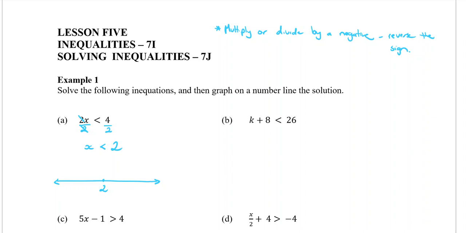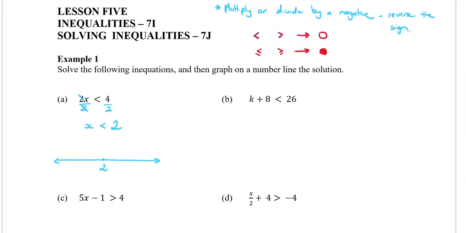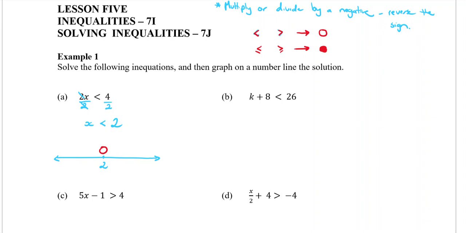If the question has a less than or a greater than sign in it, that means you're going to do an open circle. If it has a less than or equal to or a greater than or equal to, we're going to colour in the circle. So this one was a less than, which means we're going to put an open circle at the 2, and then we're going to point to numbers that are less than 2. On a number line, 1 would be down here and 3 would be up there. So numbers that are smaller than 2 would be things like 1 or 0, pointing to the left. So less than is to the left and greater than is to the right.